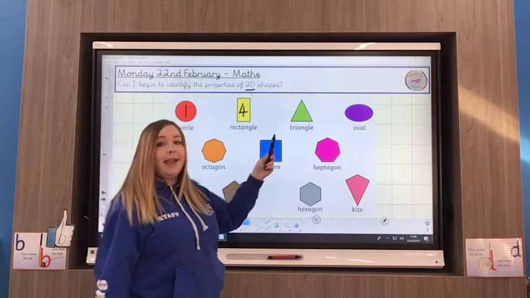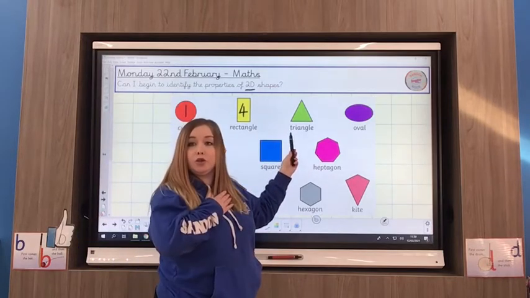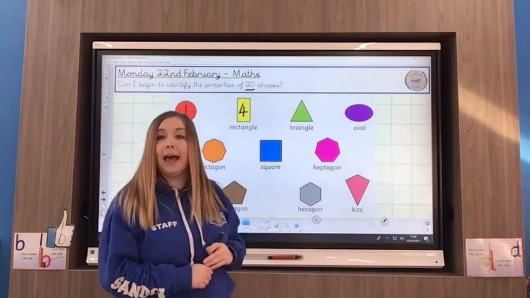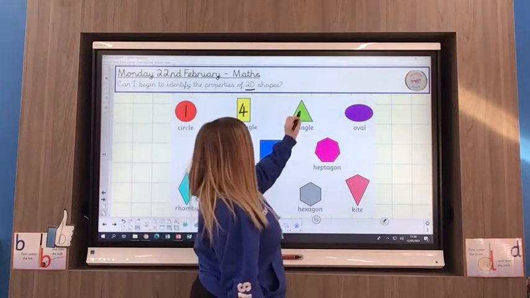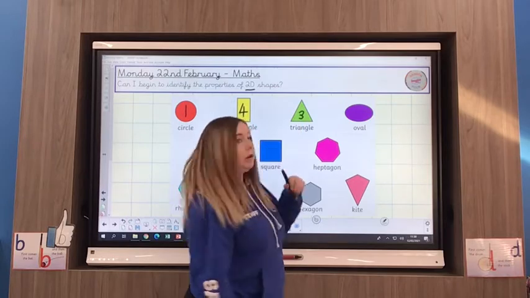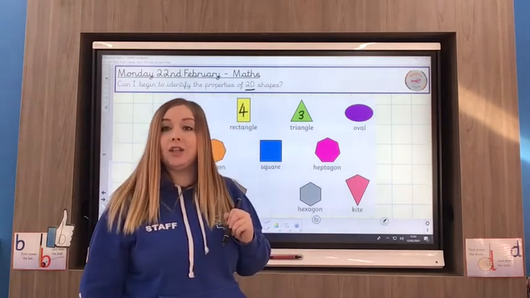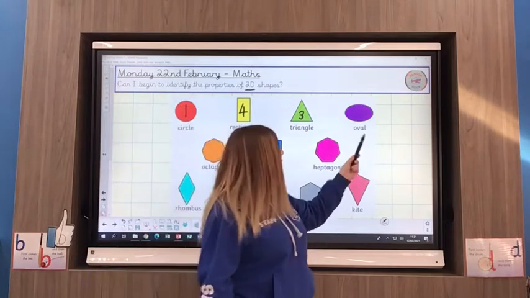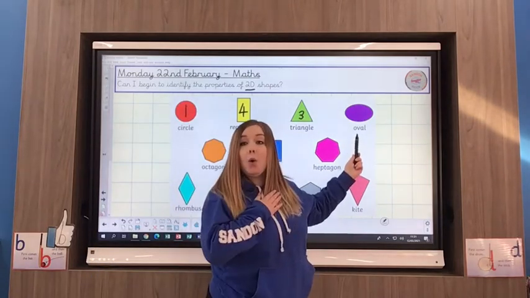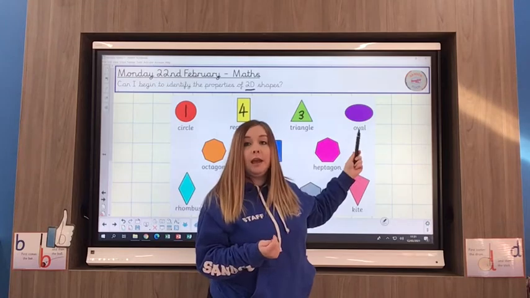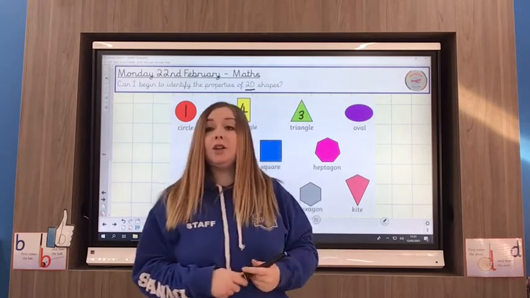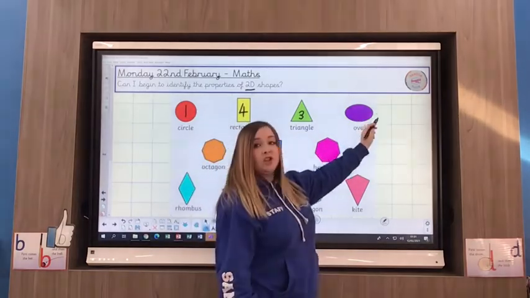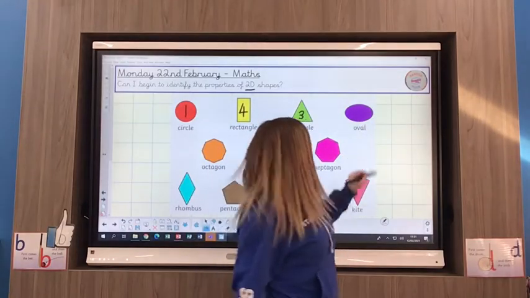Next one is a triangle. How many edges does my triangle have? It's got 3, and they are all straight edges. The next one, we don't see this one very often, but this one is an oval, your turn. An oval is a little bit like a circle that's being stretched, so it's got a curved edge, and there's only one edge.